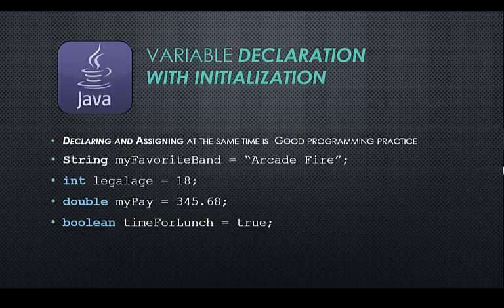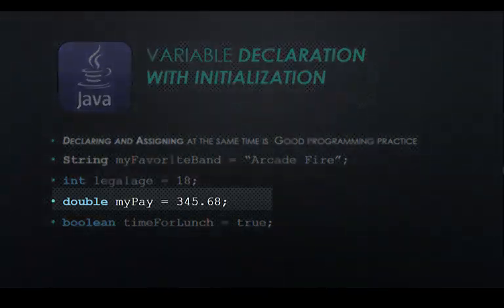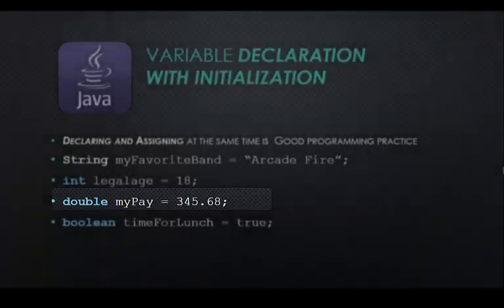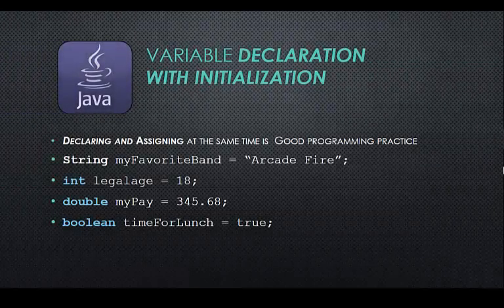Here is an example of what is known as variable declaration with initialization. This is combining the declaration and the assignment into one statement, and it's considered pretty good programming practice to do this. Here we see the declaration String myFavoriteBand with the assignment of Arcade Fire. int legalAge set to 18. double myPay initialized to 345.68. And boolean variable timeForLunch assigned a value of true.